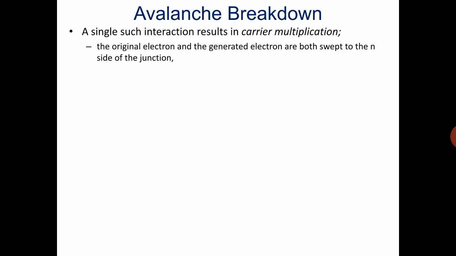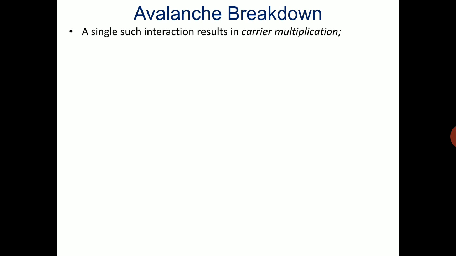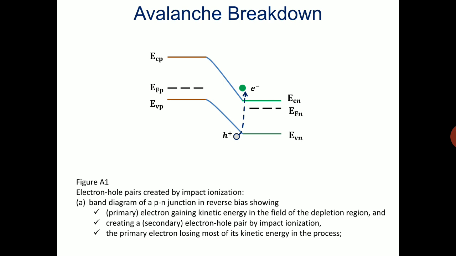The original electron and the generated electron are both swept to the inside of the junction, and the generated hole is swept to the p side. This is what figure one is saying. This is the energy band structure. The electron has moved from the valence band to the conduction band, and the hole occupies that electron's place. This one electron is moving, losing its kinetic energy and occupying a place, and the hole is moving from the valence band of n to the valence band of p. The electron from the p side conduction band is moving towards the n side conduction band, whereas the hole in the n side valence band is moving to the p side valence band. The minority charge carriers are moving: the electron from p to n, and the hole from n to p.